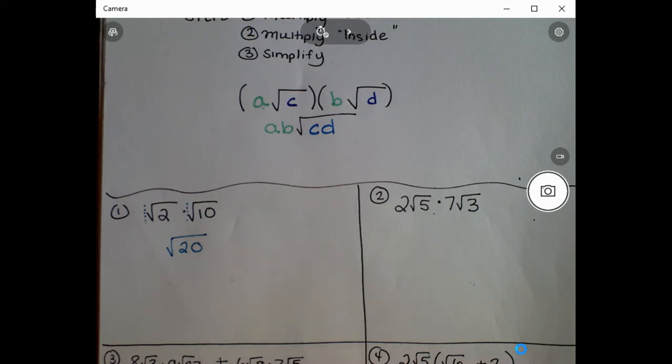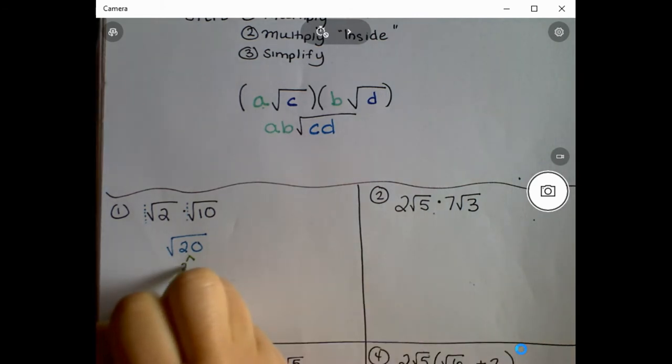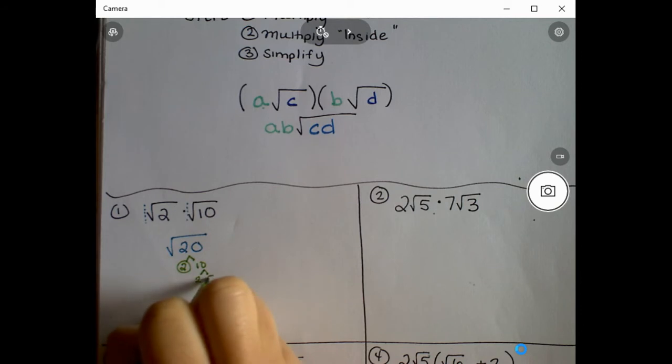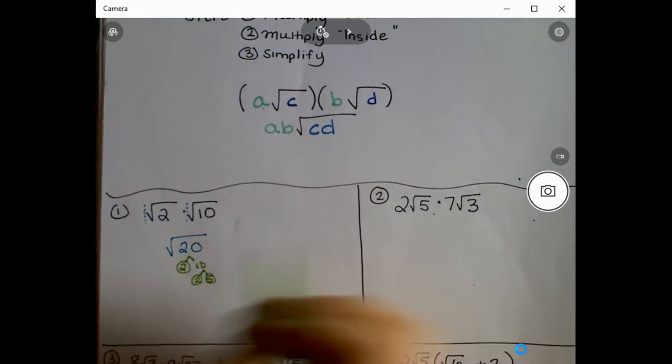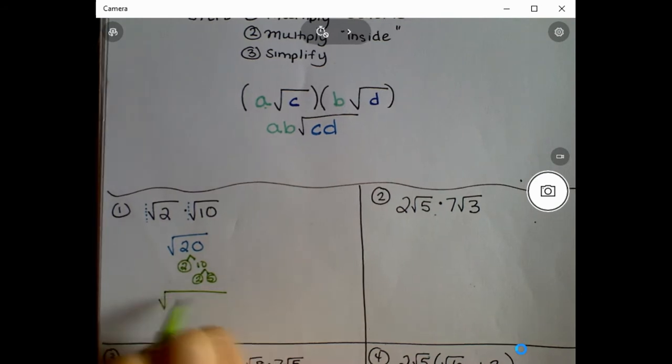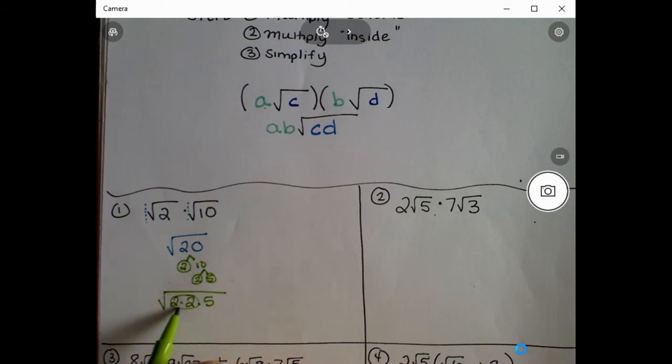The way that we've done it in our class is we've made a factor tree. So 20 could be 2 times 10. 10 is 2 times 5. Now you have your prime factors. So we rewrite the problem 2 times 2 times 5. And then if there are two of the same, then they go out. So 2 root 5 is the answer.